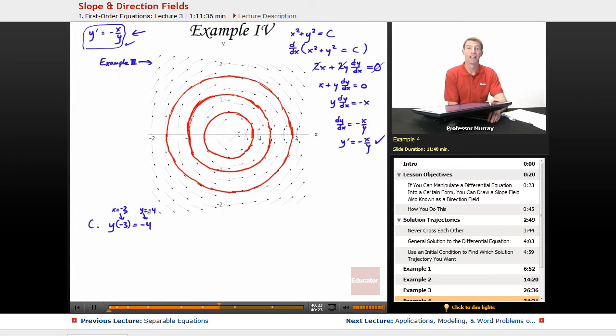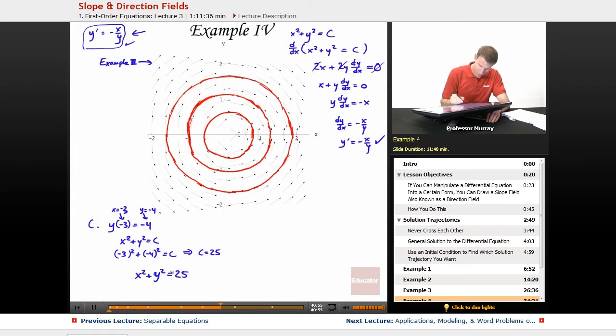And we're going to see what value of the arbitrary constant we get. So if I plug those in, we had x squared plus y squared is equal to c. And so x equals -3, (-3) squared plus y equals -4, (-4) squared is equal to c. I see that I'm going to get c is equal to 25. And so if I plug that back into the general solution, what I get is x squared plus y squared is equal to 25.